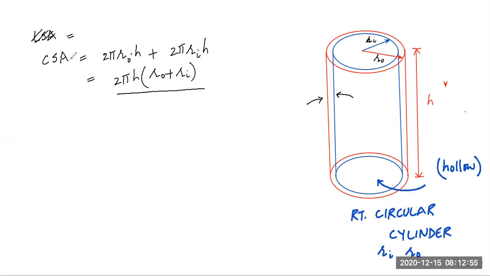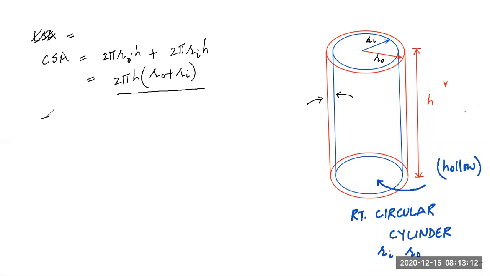So now it depends upon the lateral surface area. Suppose they say you want to paint it from outside, then you take only the outside area, that is 2 pi ro h. If you want to paint it from inside, then you take this one also. Depends upon what is the numerical you use this. If they say curved surface, total curved surface area, then it will be this.